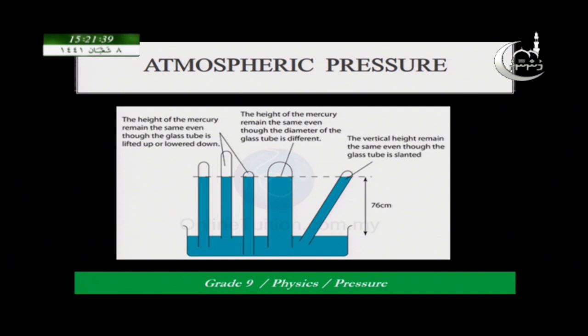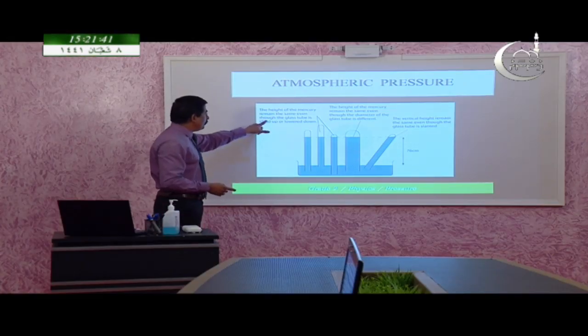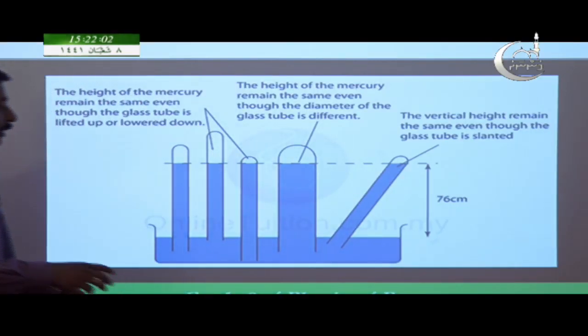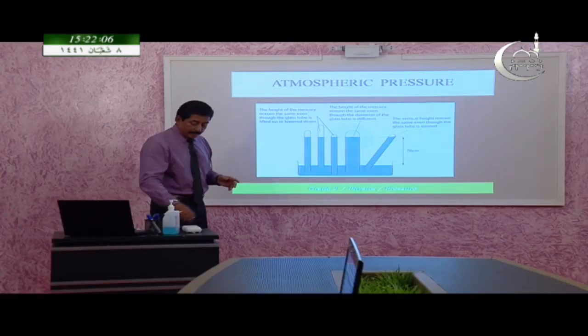Second one, the height of the mercury remains the same even though the glass tube is lifted up or lowered down. Here you are lifting up, this is lowered down. In both cases, the vertical height will be the same. Normal atmosphere means it is 760 millimeter of mercury. And the third one here, the vertical height remains the same even though the glass tube is slanted or tilted. This will be again 76 centimeter of mercury. So the atmospheric pressure is 76 centimeter of mercury. So it is a constant value.